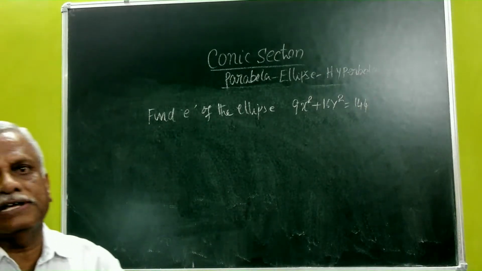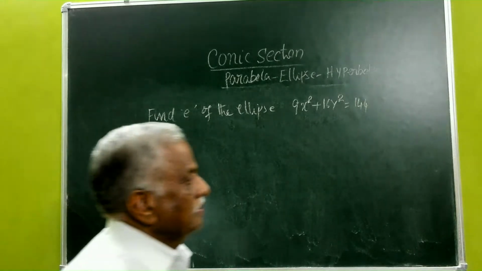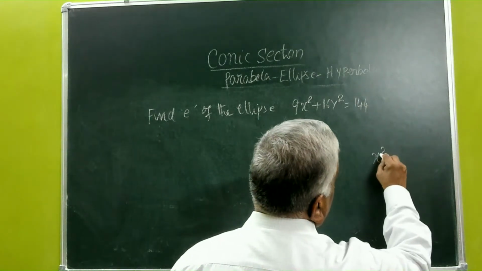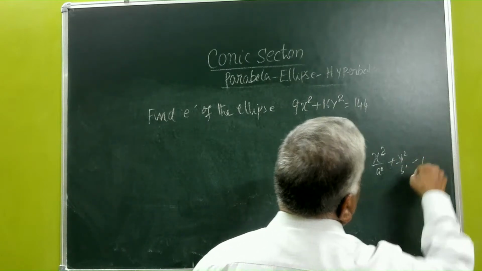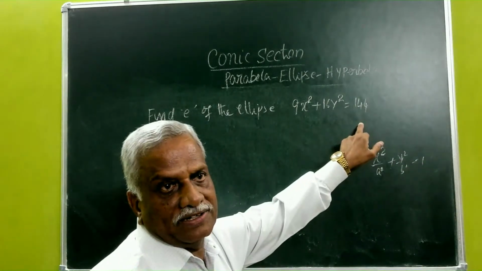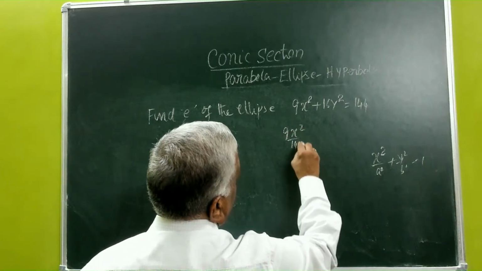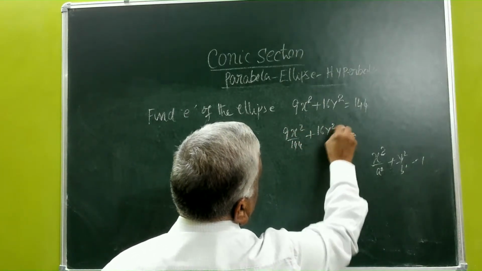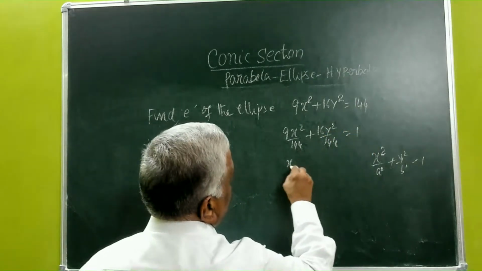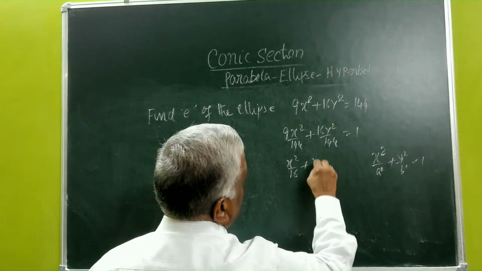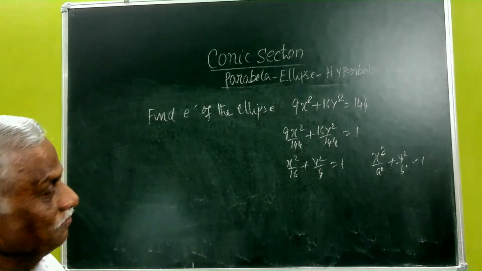The first thing that you notice, the equation of ellipse is not given in the standard form. The standard form is x square by a square plus y square by b square equals 1. So the best method is you want 1 here. So divide by 144. 9x square by 144 plus 16y square by 144 is equal to 1. So this is x square by 16 plus y square by 9 equals 1. If you can write this directly, you are saving some time.